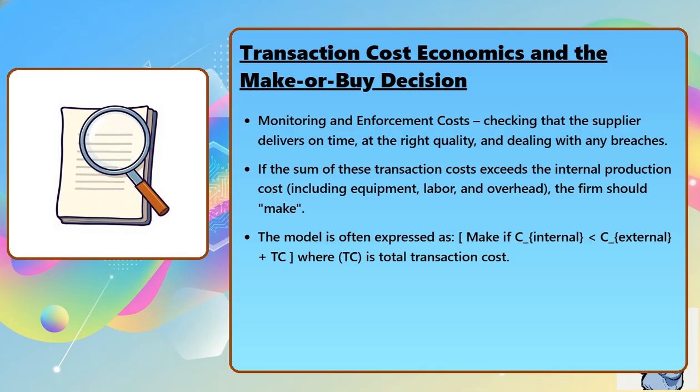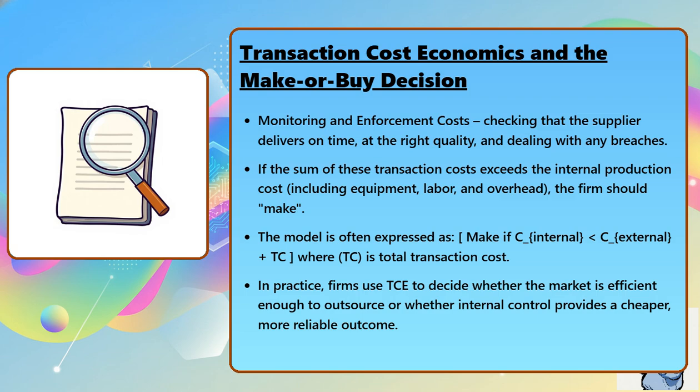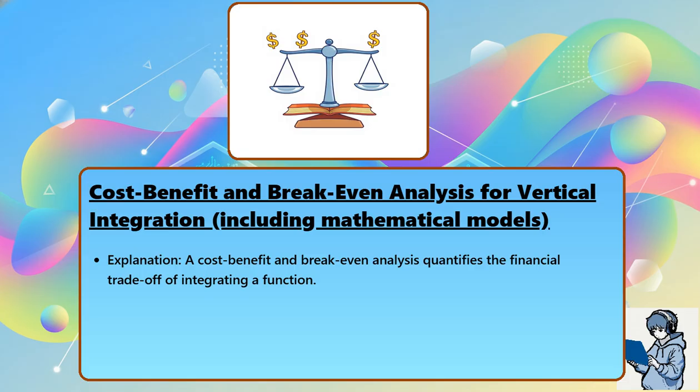In practice, firms use transaction cost economics to decide whether the market is efficient enough to outsource, or whether internal control provides a cheaper, more reliable outcome. Explanation: a cost-benefit and break-even analysis quantifies the financial trade-off of integrating a function.